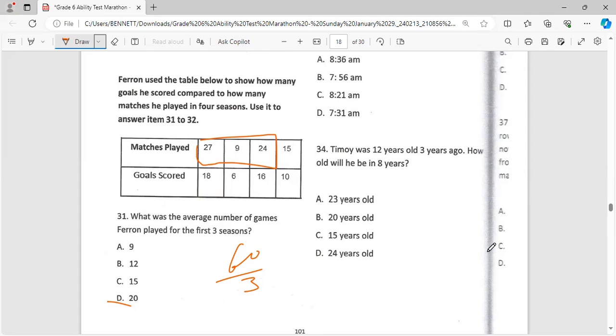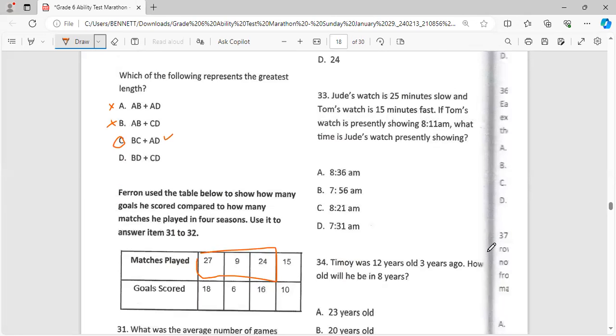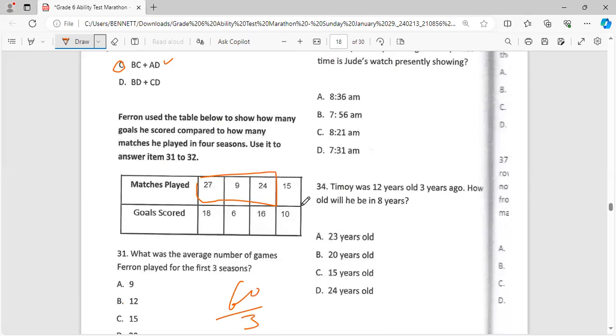All right. In the 5th season, they played 36 matches. If the trend continues, how many goals did he score? So in the 5th season, he played 36 matches. What do you expect? Look at the pattern.